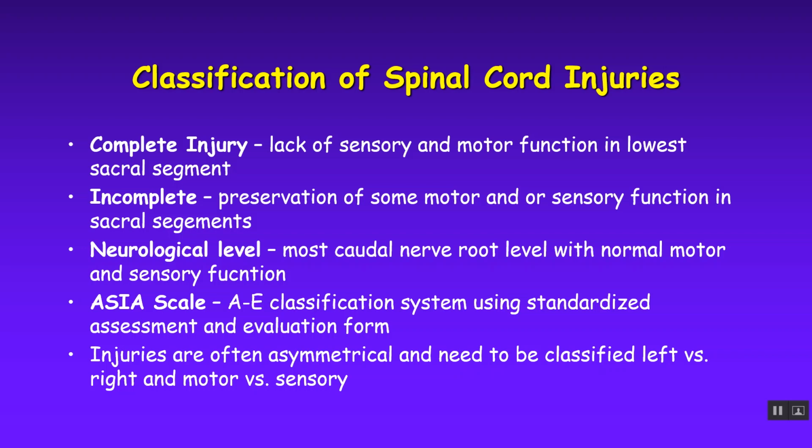Classifications of spinal cord injuries. The complete injury is a lack of sensory and motor function, including the lowest sacral segment. So complete injury, you've lost motor and sensory function. So let's say I damaged my spinal cord at T10. Everything below, motor and sensory function, is lost, including in my lowest sacral segment. And the only way they test that is the doctor comes in, sticks their finger up your rectum, and sees if you can feel that or if you can contract on it.